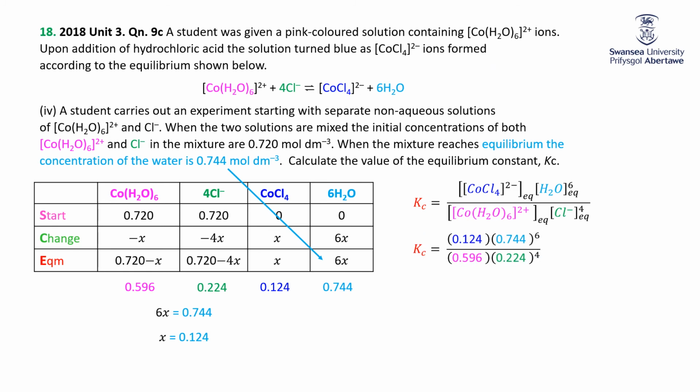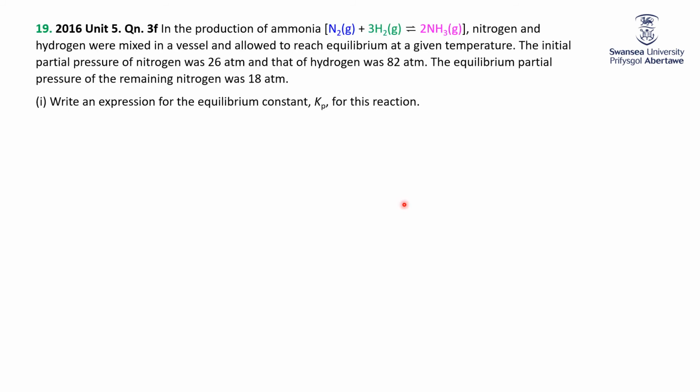Pop those into the Kc expression, calculate it, and we get 14 moles squared, decimeter to the minus 6 units, of course, what we calculated or determined on the previous slide. Back to our favorite industrial process, N2 plus 3H2 goes to 2NH3. Write out the Kp for this expression.